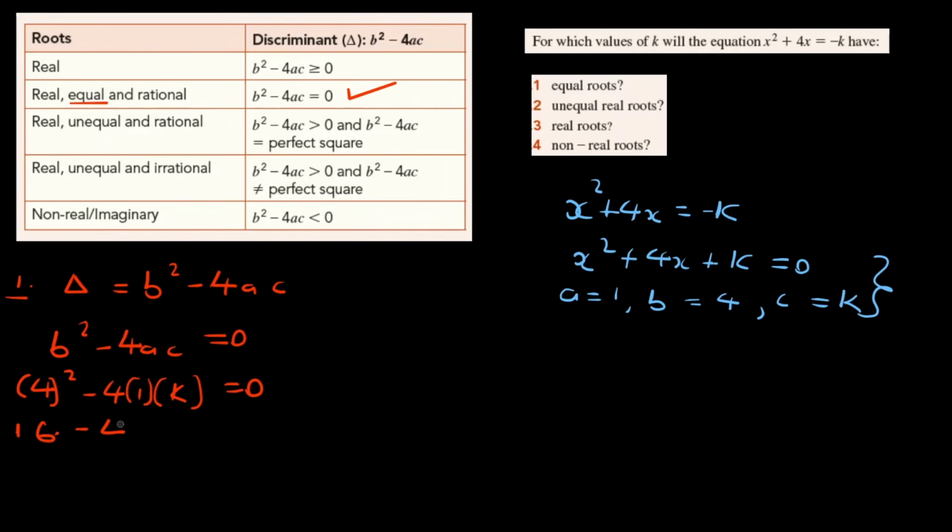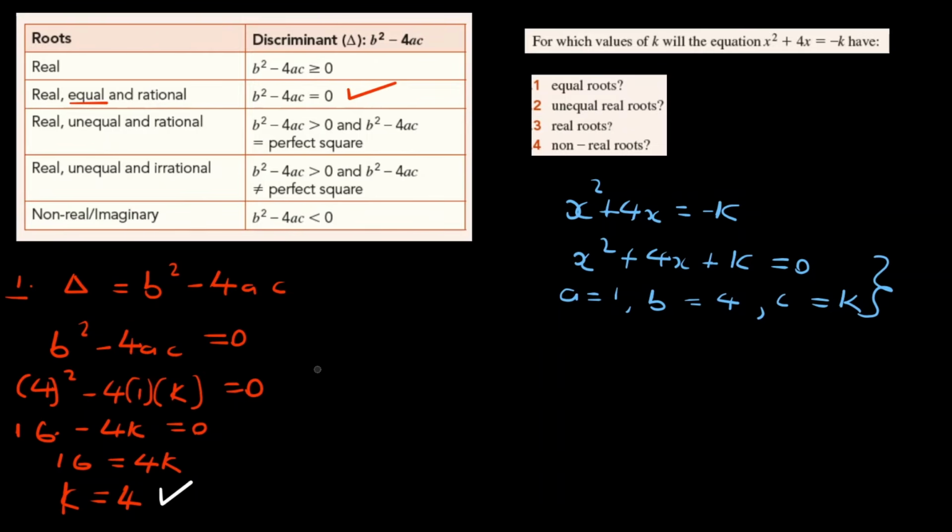16 minus negative 4k is equal to 0. So we can take the 4k to the other side of the equation, and we can divide both sides by 4, and you'll see that 16 divided by 4 is nothing more than 4. Therefore, for the roots to be equal, k needs to be equal to 4.